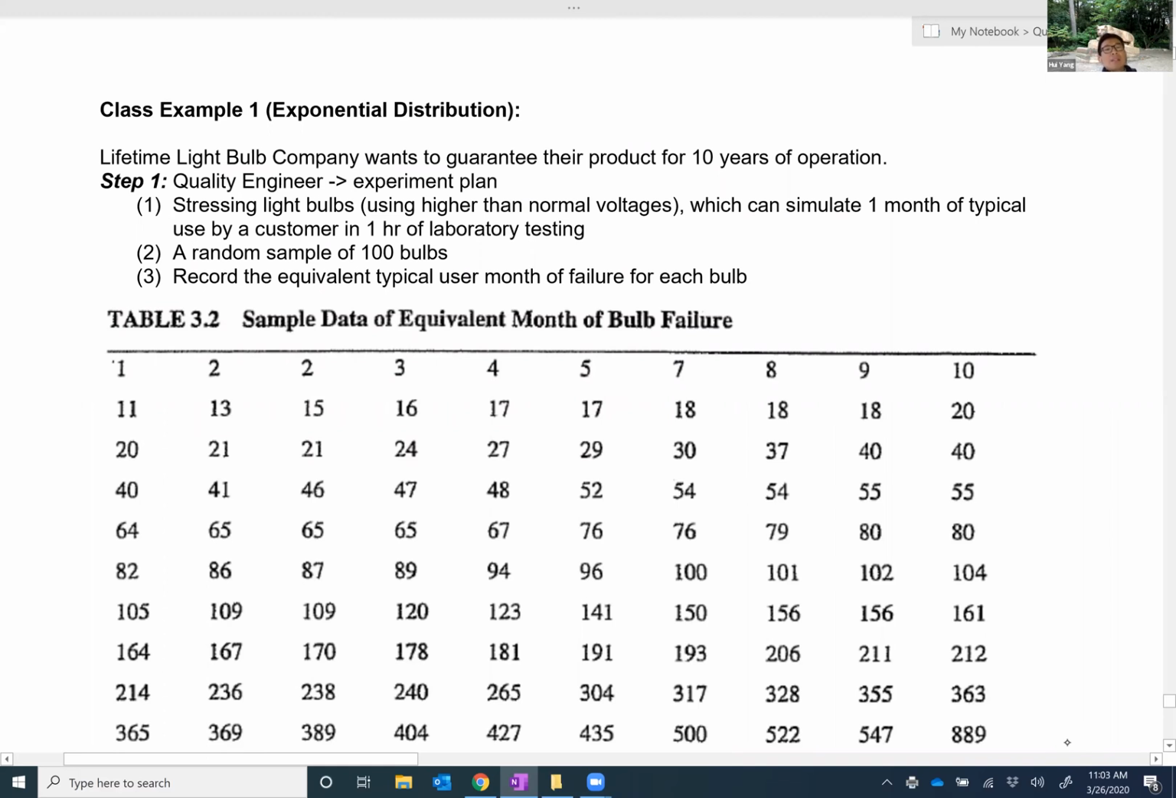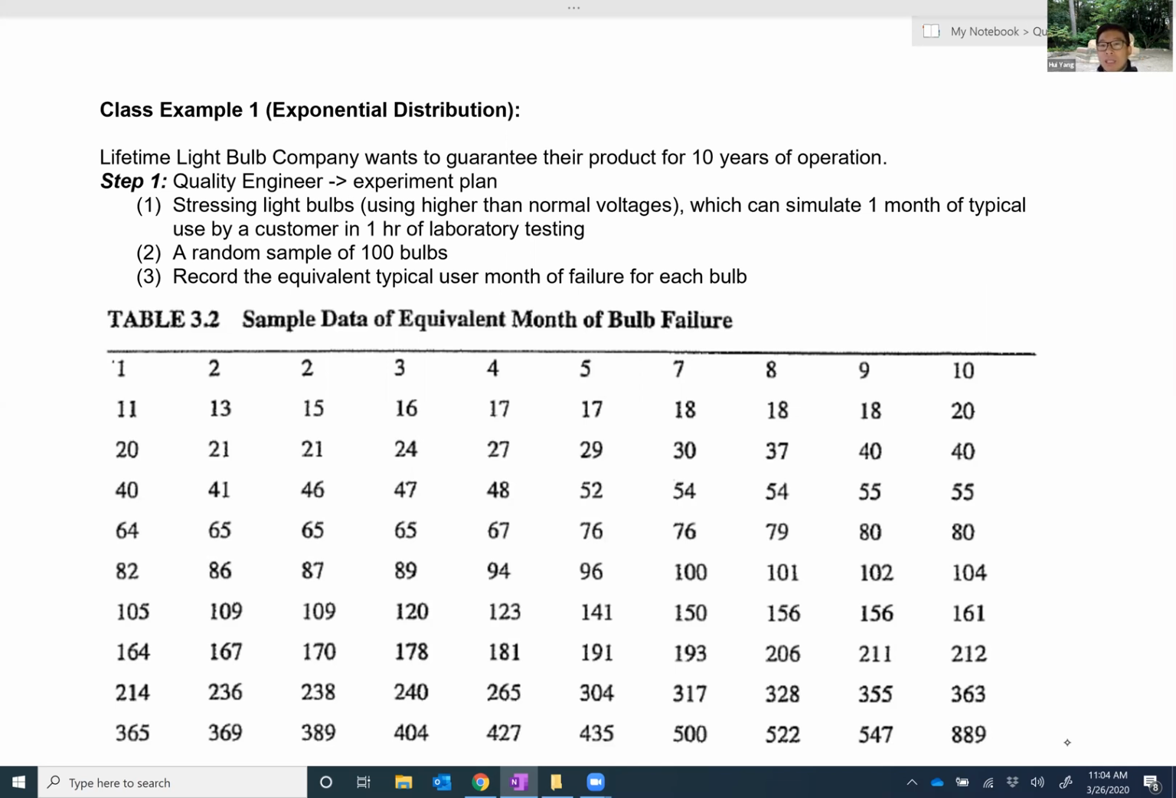So we have a lifetime light bulb company. They want to guarantee their product for 10 years of operation. The quality engineer comes out with an experimental plan. They stress the light bulbs and use higher than normal voltage, which can simulate 1 month of typical use by a customer in 1 hour of laboratory testing. So a random sample of 100 bulbs, record the equivalent typical user months to failure for each light bulb. So this is the data we got.